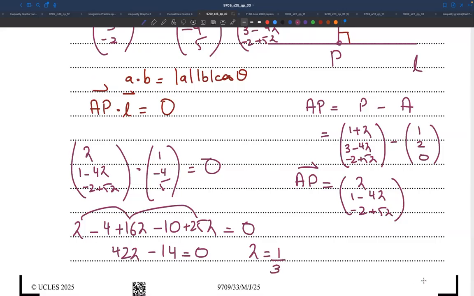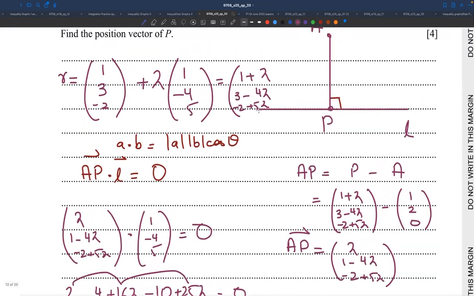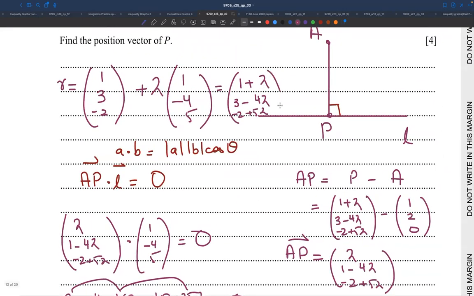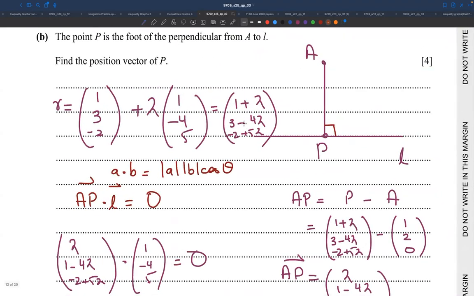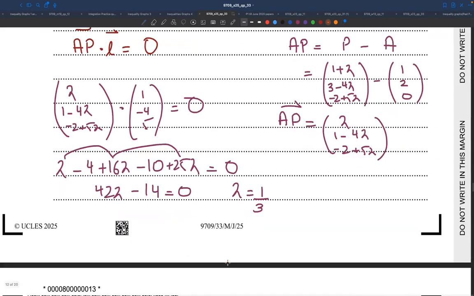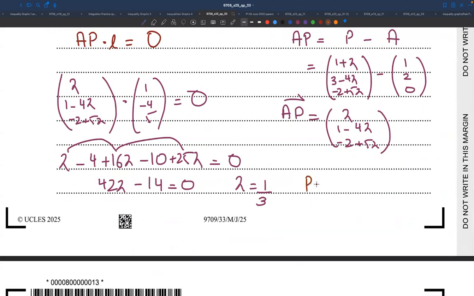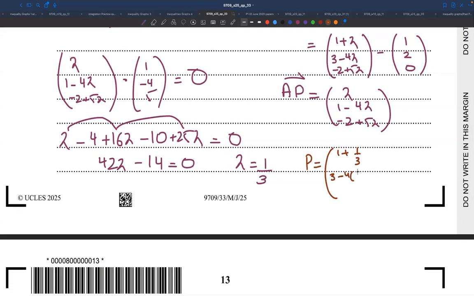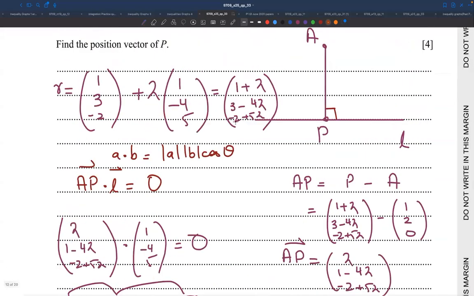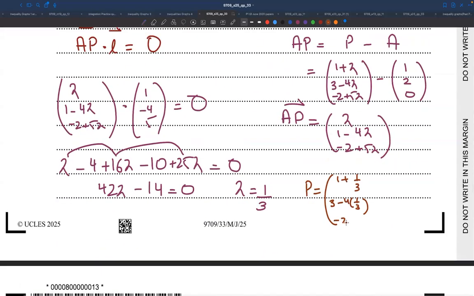Now, once you have the value of lambda, you plug it back into the equation of line L and you will get your coordinates for point P. This was basically the equation for line L over here. We'll substitute 1 plus 1 upon 3. So P would be 1 plus 1 upon 3, 3 minus 4 into 1 upon 3, and finally minus 2 plus 5 into 1 upon 3.